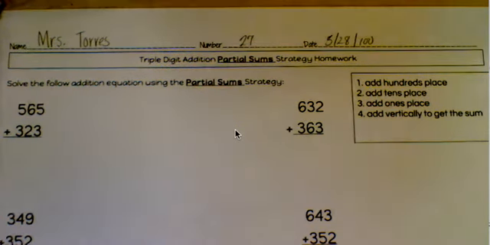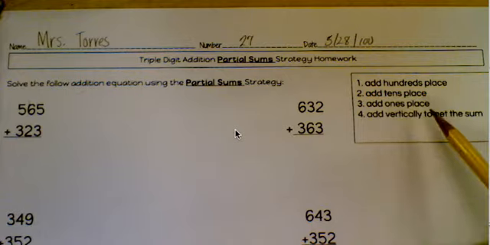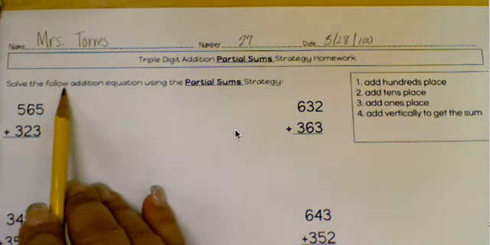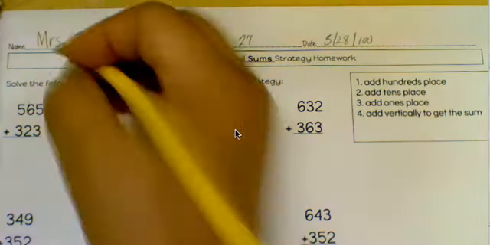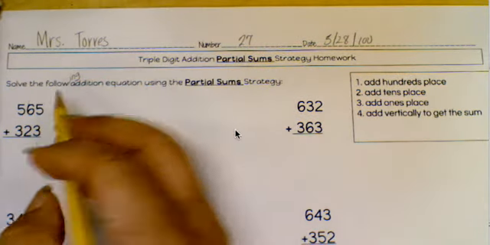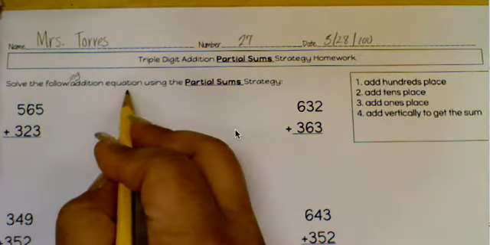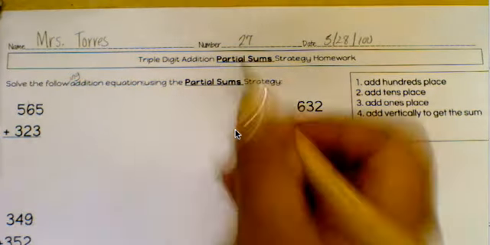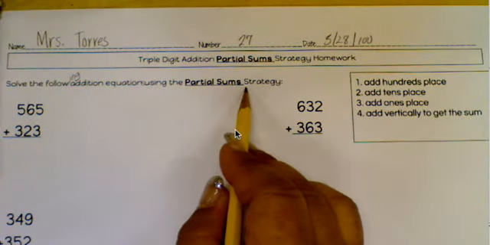All right, boys and girls, we're going to be visiting partial sums again, but this time we're going to be adding all the way to the hundreds place, and I'm going to be calling on you for some help. For tonight's homework, the directions are here. I need to make that correction. Solve the following addition equations using the partial sums strategy.